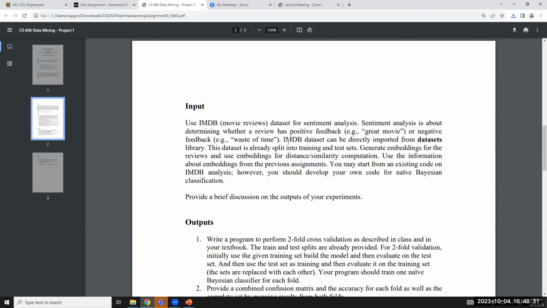Not nearest neighbor, it's Bayesian, the probabilistic one. This is the same data, but the algorithm is different, a different method.